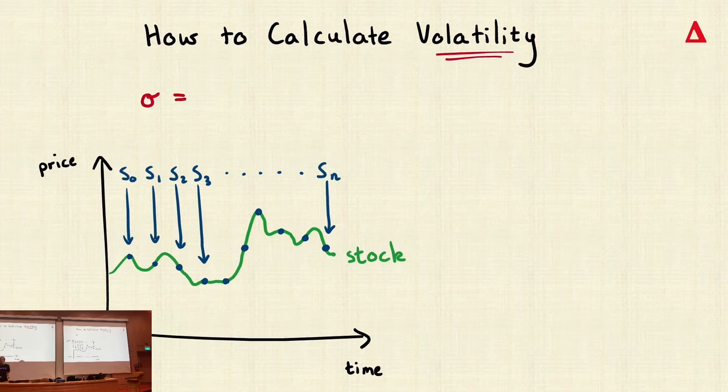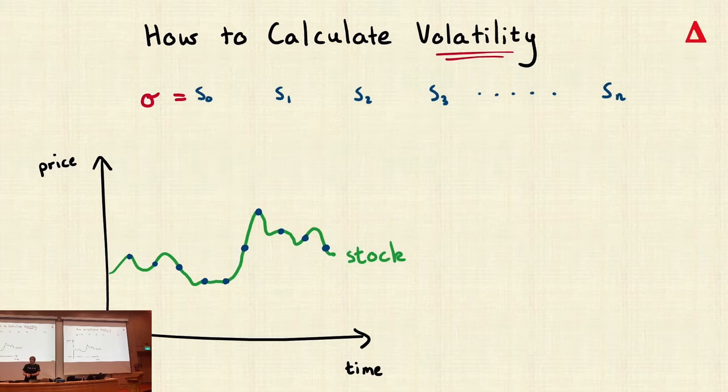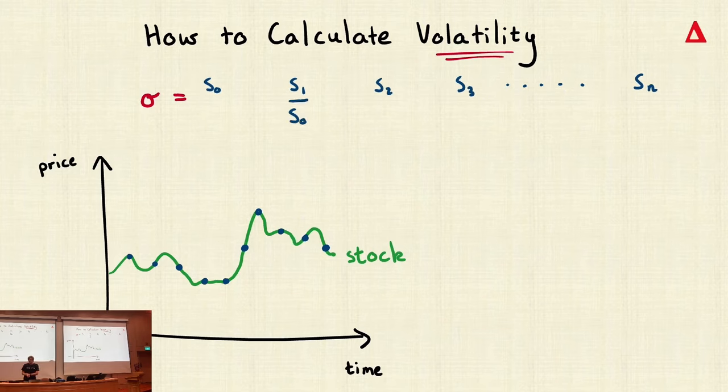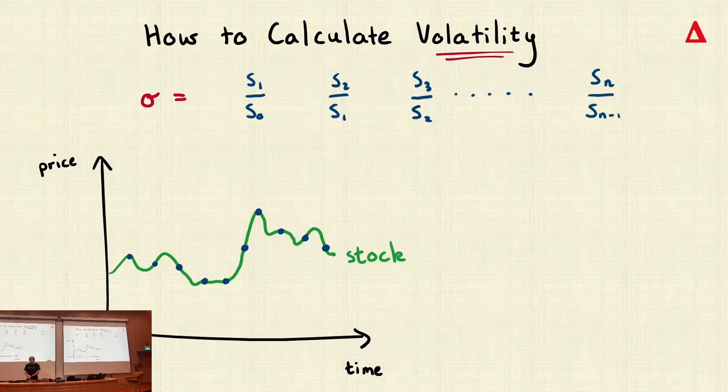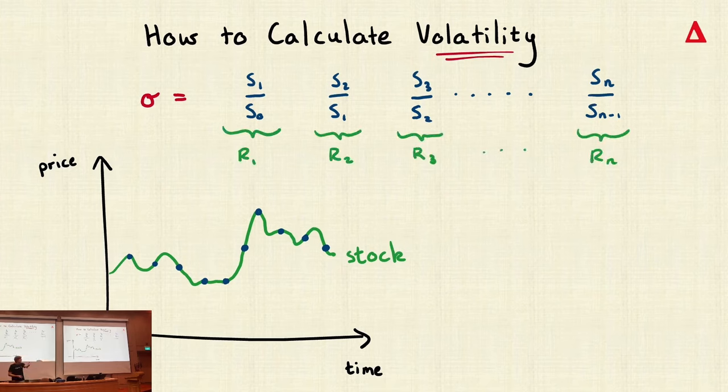And then the way we calculate volatility, it's not too hard. We take those prices, and we're going to take these prices and divide each one by the one before it. We can't divide the first one by anything before it, so we're just going to kick it away. These are our returns. These are the stock returns. When you divide the price of the stock by the price of the stock one time period earlier, you get the returns.